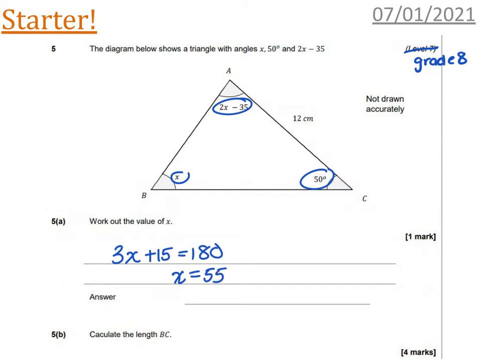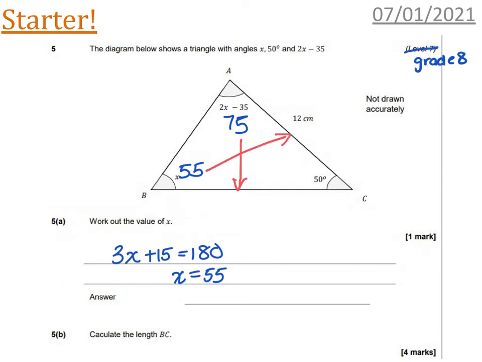So now that I know that x is 55, I can replace all of these angles with what I need to know. So this angle is 55. 55 times 2 is 110, minus 35 is 75. So now that I've got all three of my angles, I can go ahead and use my sine rule. They want me to calculate the length of BC, so I'm going to need this angle and this side, and then thankfully I also have this angle and this side over here.